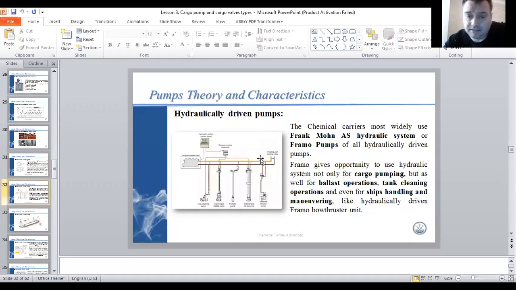How does it operate? The Framo has the liquid of the hydraulic oil, which is located in the engine room. The engine room has to push the hydraulic oil on deck. I have several videos. You can download the videos and see how it works. It is very important for you to understand the Framo, how this hydraulic system works.